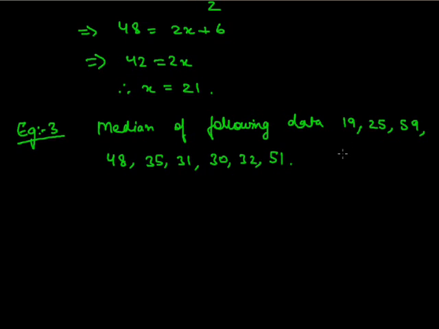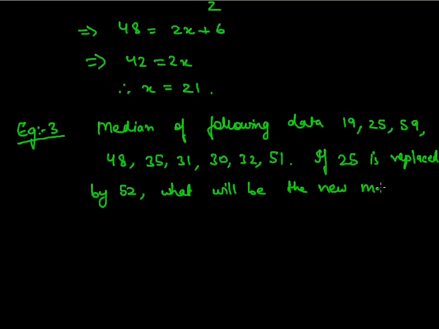So we need to find out the median of this following data. Now the second part of the question says if 25 is replaced by 52, what will be the new median? So in this question it is given that if one observation, that is 25, is replaced by 52, then in that case what will be the new median?